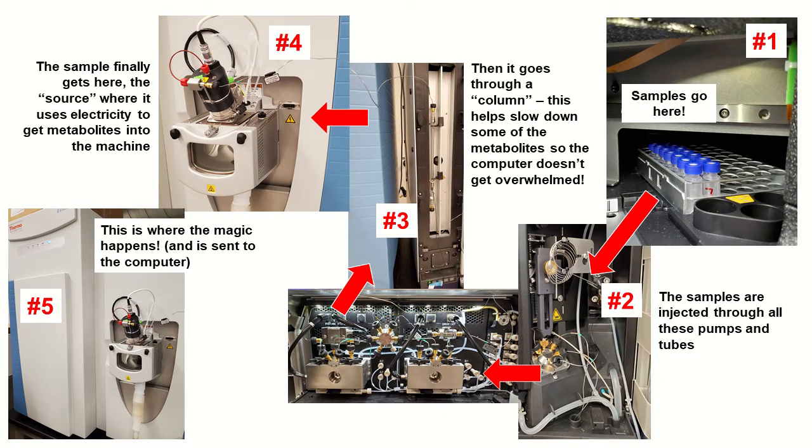Here are some real-life pictures of the mass spectrometer I use in the lab. First, we can take samples from people and put them into this tray. Then in number 2, they're injected into a whole bunch of tubes and pumps before going through what's called a column at number 3. The column helps slow down some of these metabolites so the computer at the other end doesn't get overwhelmed. Then at number 4, the sample gets to what's called the source, which uses electricity to get the metabolites into the mass spectrometer.